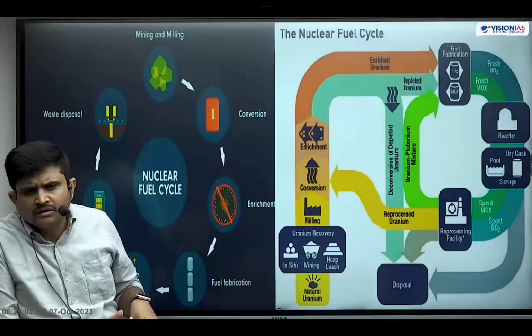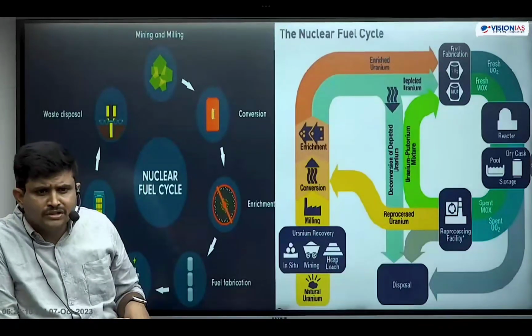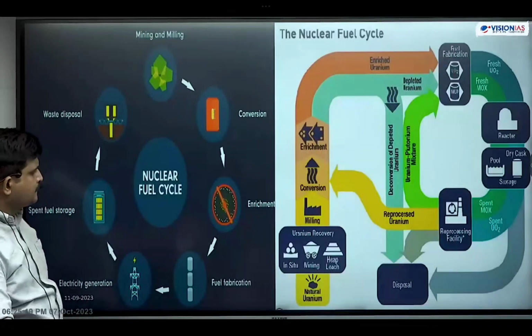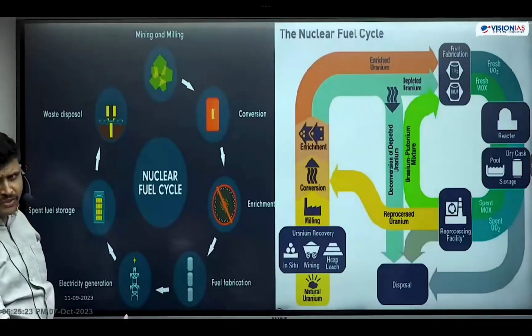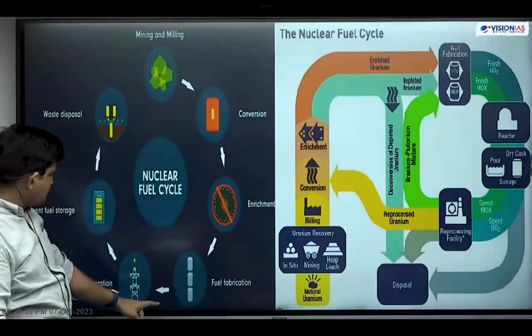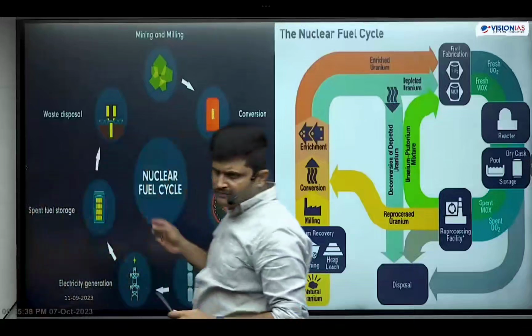What is nuclear fission? What are the components of nuclear fission reactors? Clear up to this? Okay. Nuclear fuel cycle. What does this nuclear fuel cycle include? What are the steps? It includes mining and milling, conversion, enrichment, fuel fabrication, electricity generation, spent fuel, waste disposal. These are all the components of the nuclear fuel cycle.